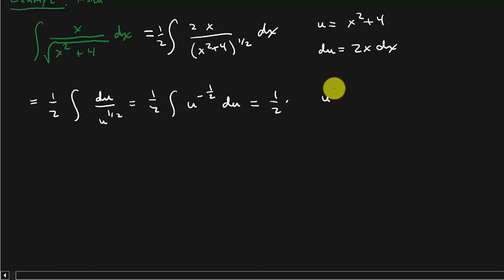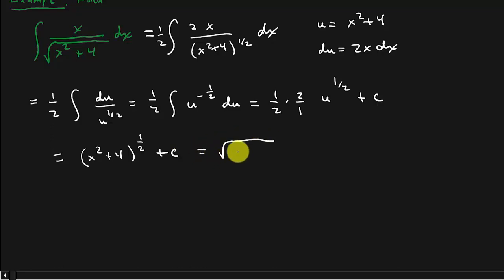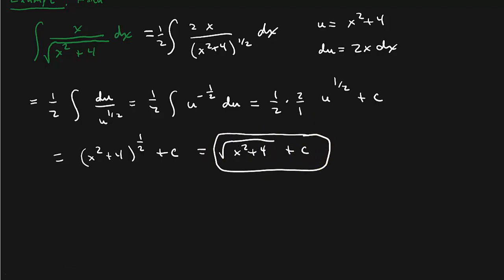So that's going to be 1/2 times, add 1 to the exponent, multiply by the reciprocal of that, plus c. And so this is going to be what? Well, in the place of u, I'm going to put x squared plus 4. All right. And so that's just the square root of x squared plus 4 plus c.